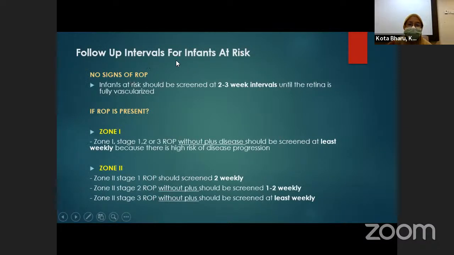For the follow-up interval for infants at risk, if a baby during the initial screening has no sign of ROP, we should screen at 2 to 3 weeks interval until the retina is fully vascularized. If ROP is present at zone 1, at any stage, but without plus, we screen at least weekly. But in zone 2, stage 1, we screen 2 weekly. In zone 2, stage 2, without plus, we screen at 1 to 2 weekly. And if zone 2, stage 3, without plus, we screen at least weekly.